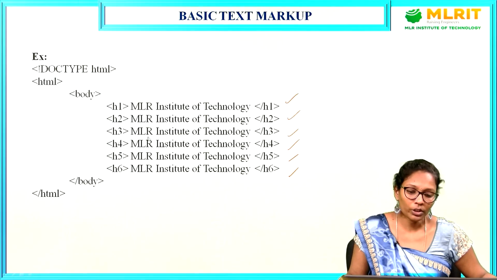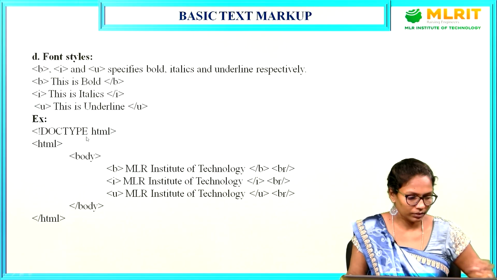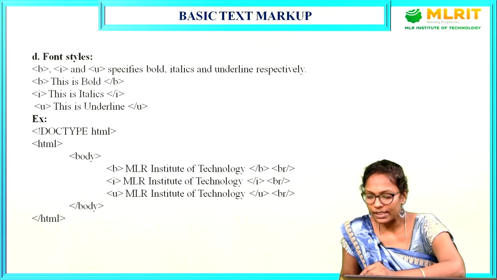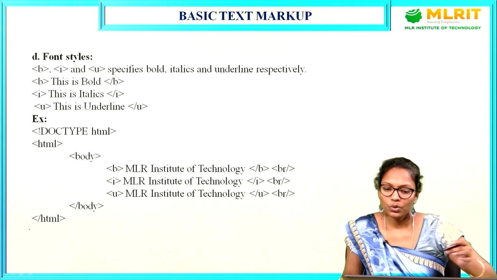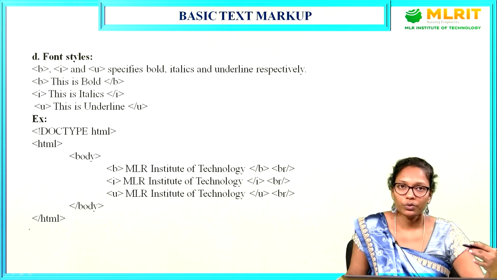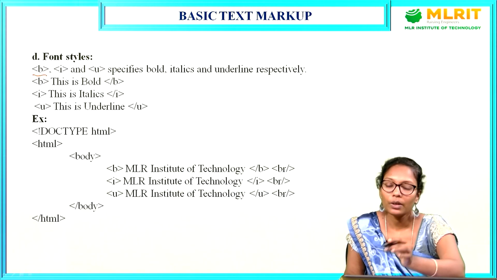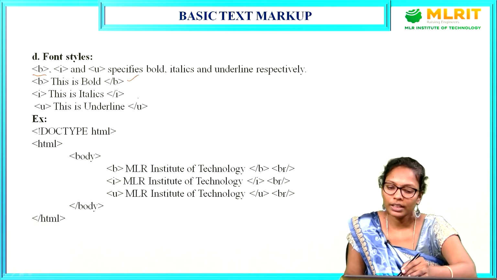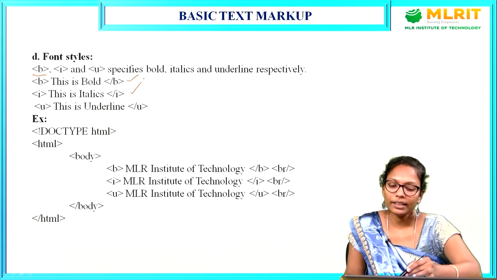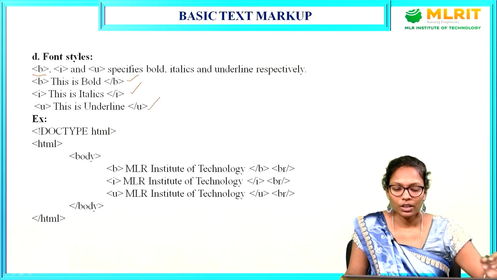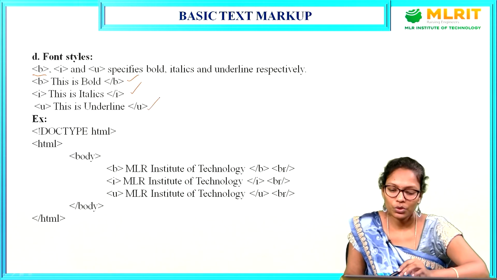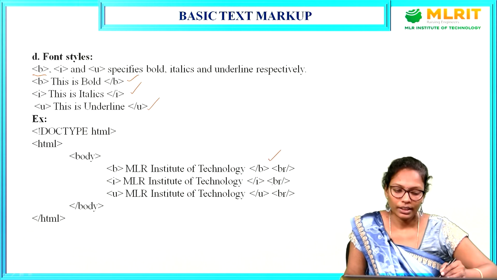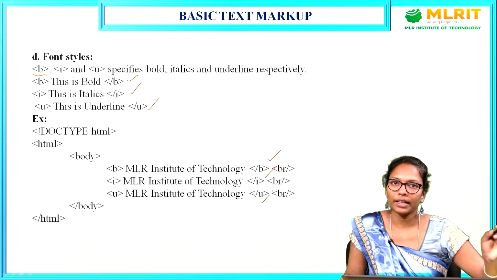So these are about heading tags. Next is font styles. We have three types of basic tags to represent the font: one is bold, the next one is italic, and the next one is underline. For the same college name, I am just using the bold tag, the italic tag, and the underline tag.